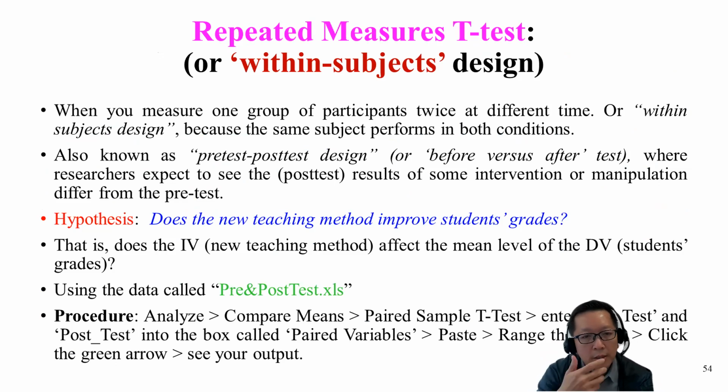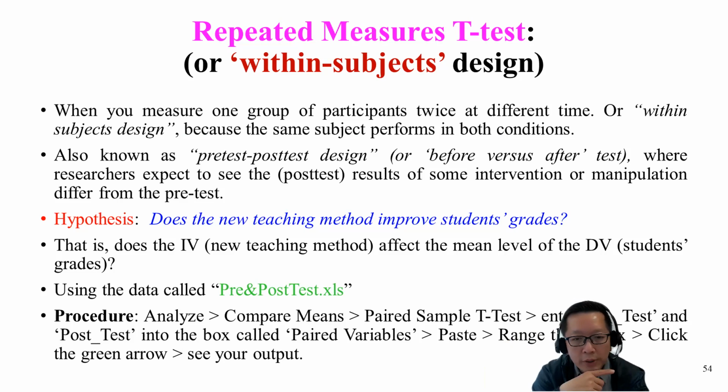For example, you have a new teaching method, and you want to know whether this new teaching method will improve student grades or not. This kind of question is very suitable for repeated measures, because you will use the same students, give them the intervention, which is the new teaching method, and measure their dependent variable.